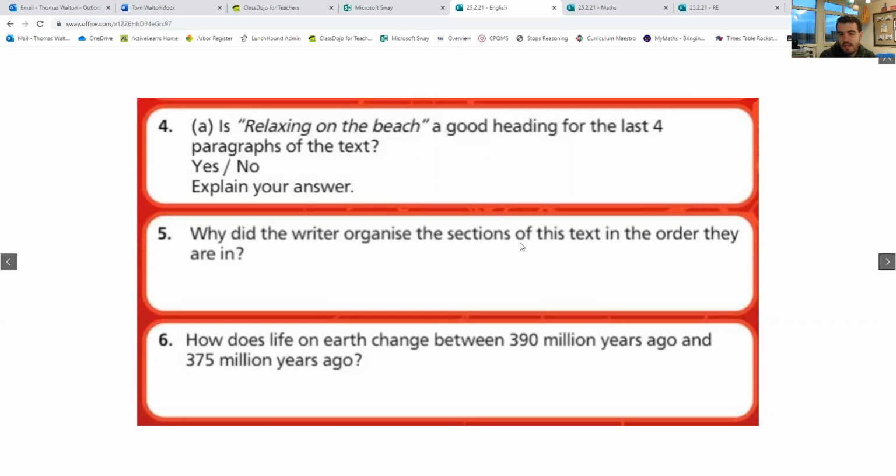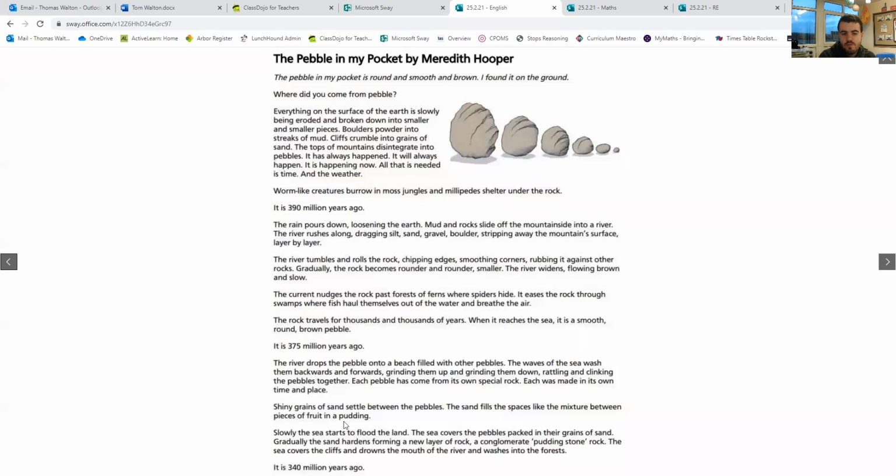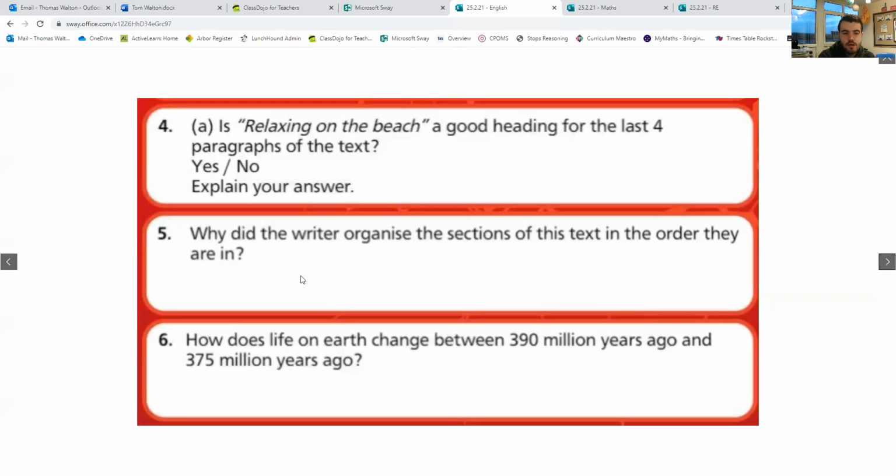Why did the writer organize the sections of this text in the order they are in? So why did he put them in this order? What's special about the order that's happening? Think about what's the word we have for that type of order? There's a bit of a clue for you.